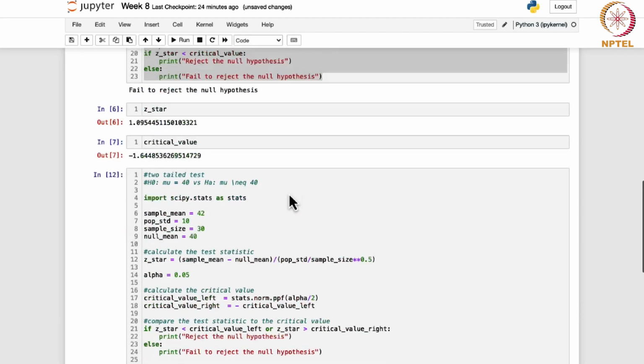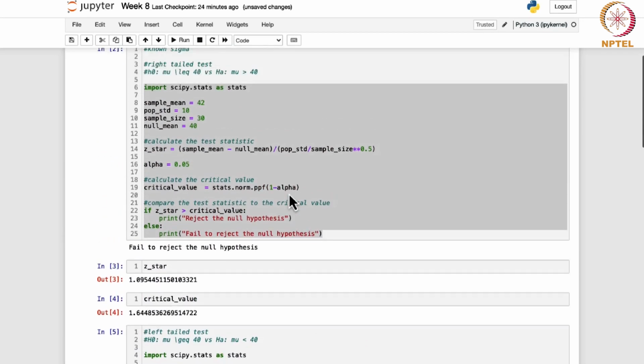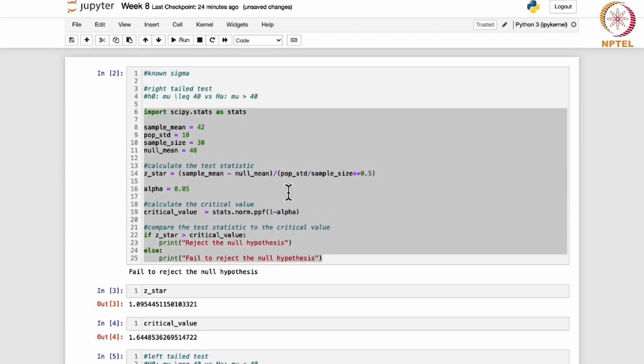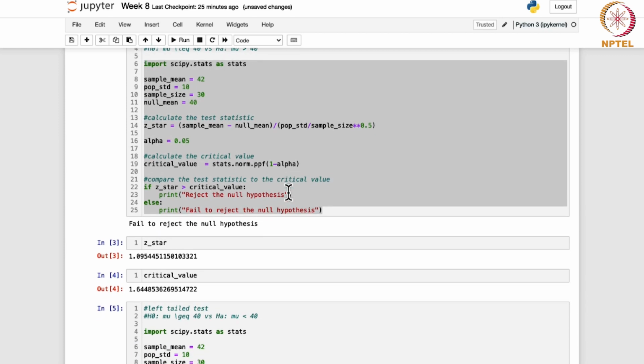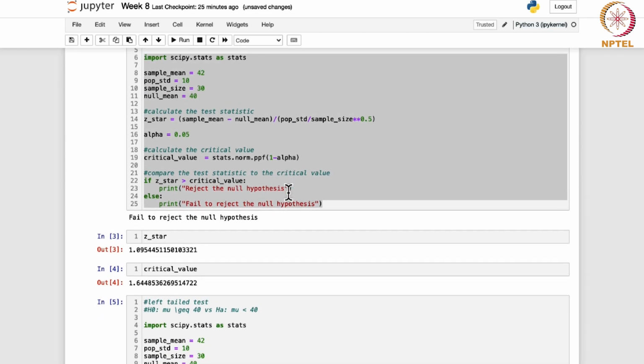Okay, so when your sigma is known to you, this is how you perform or write the code for your hypothesis testing. And obviously for writing the code you should know the proper steps, because if you do not know the theory behind it, you cannot write the code for it. You should know what the critical value is, how you compare it, if it is left tail, what the rejection region will be, and if it is right tail, how it should vary. So all these things you should know.